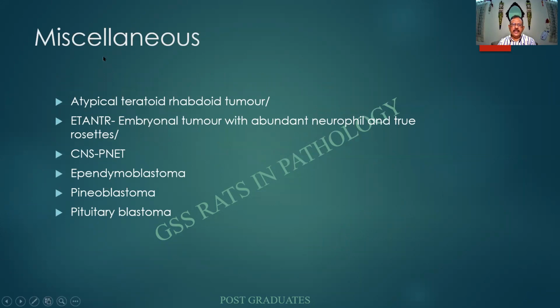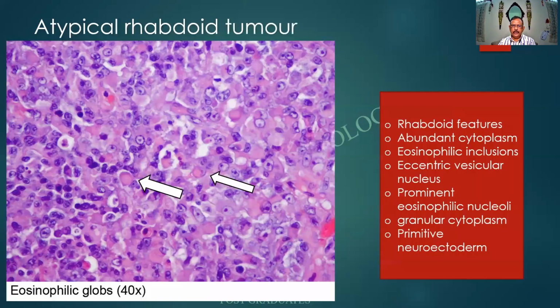First, we shall try to enlist the tumors that are included under this, and then we shall try to pick up the salient points of each. These are all the miscellaneous embryonal tumors in children within the brain. The list is given over here and we shall be covering them. Atypical rhabdoid tumor.